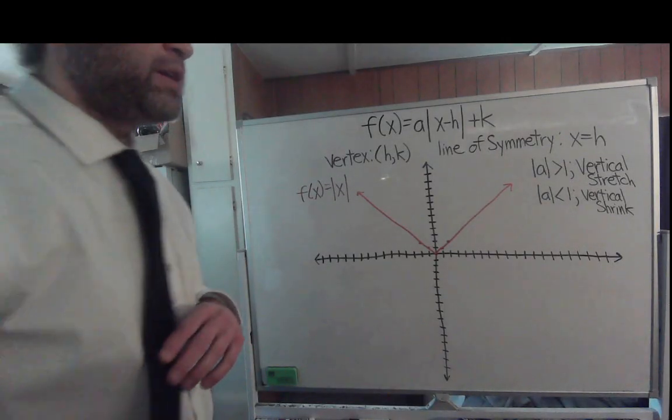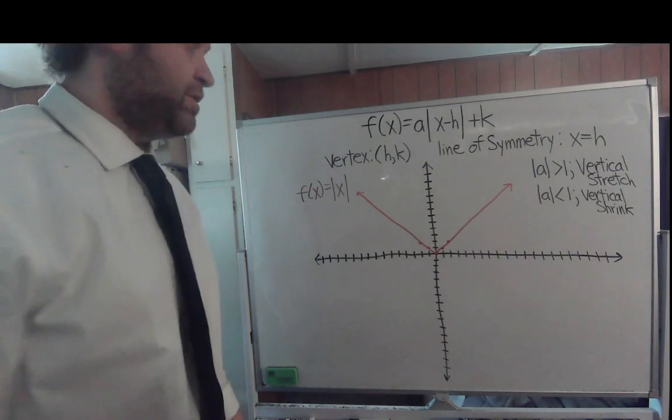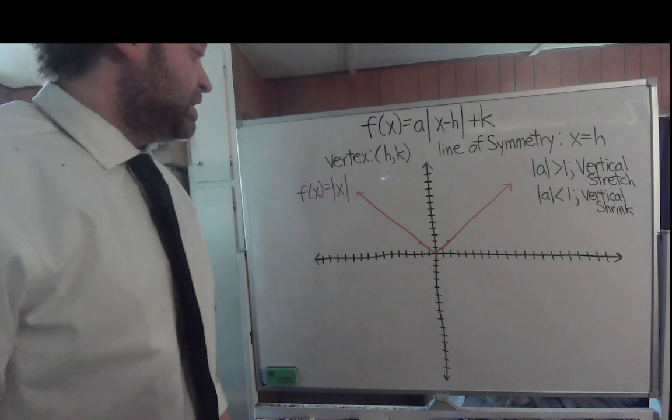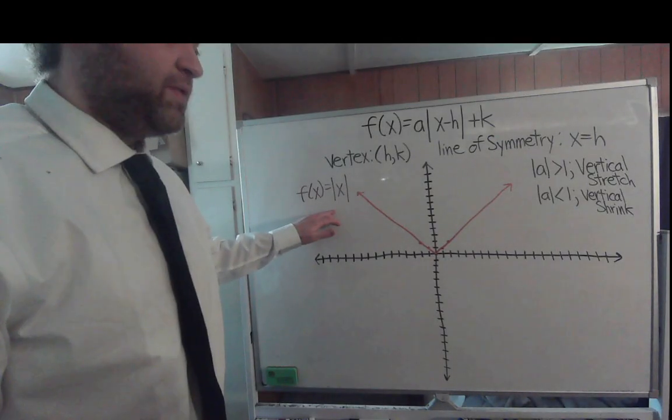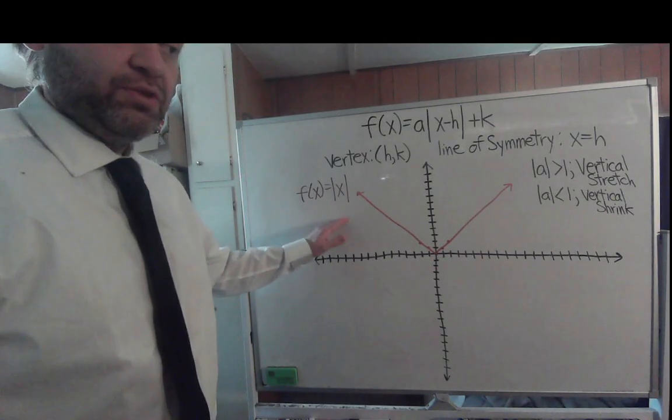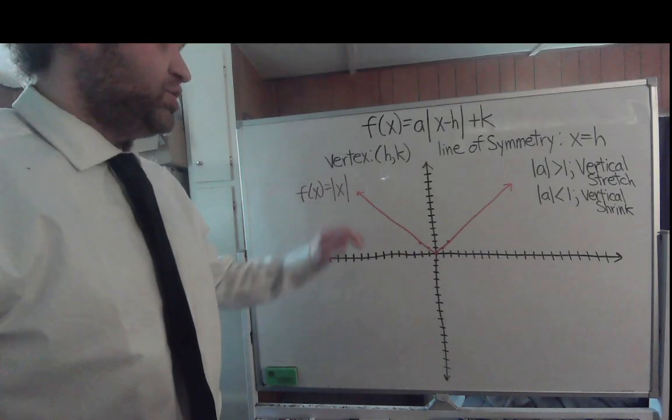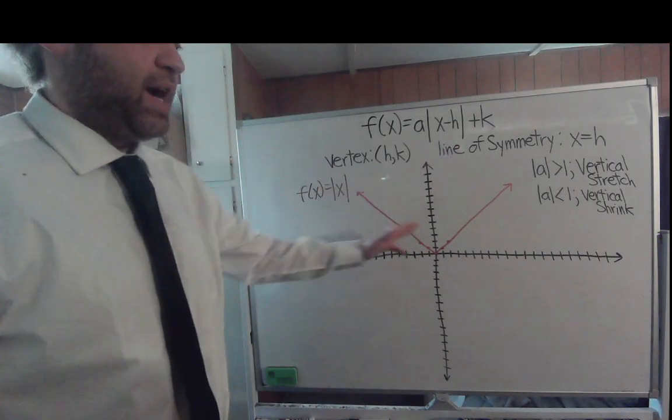So today we are going to talk about absolute value functions and their graphs. Here we have the graph of the standard absolute value function f of x equals the absolute value of x. And as you see, you get a V-shaped graph.